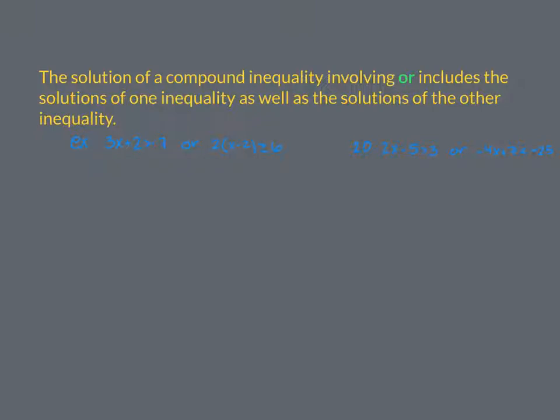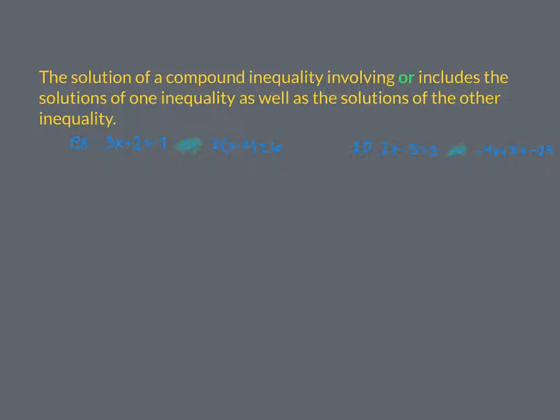Normally what will give you the clue in the "or" statement is that the wording will include an "or," like you see here in these two examples. If you see the word "or" at any point in the statement, whether it's written or in wording, you've got to know that you're doing an "or" compound inequality. So let's look at the first example.